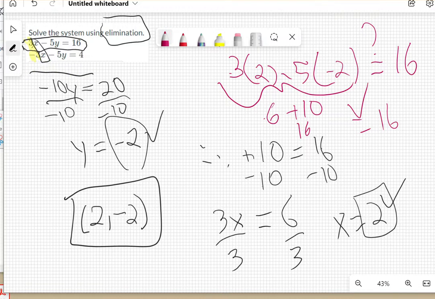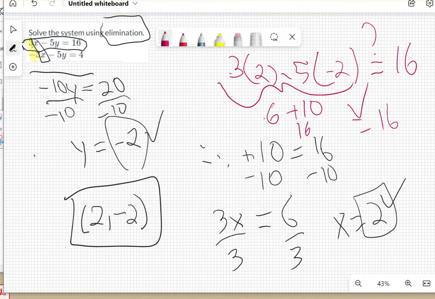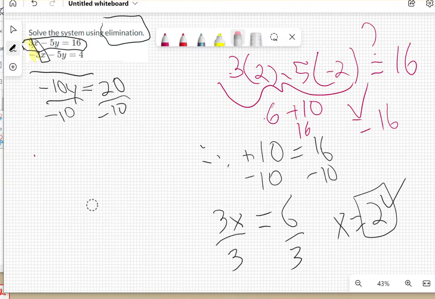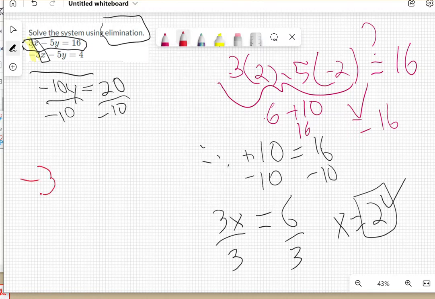And then you substitute it into the second one. Okay, and I need more space. Circle this and erase. Okay, so for the second one, I do the same thing. My answer was originally 2 and negative 2. So negative 3, x was a 2, minus 5, y was a negative 2.